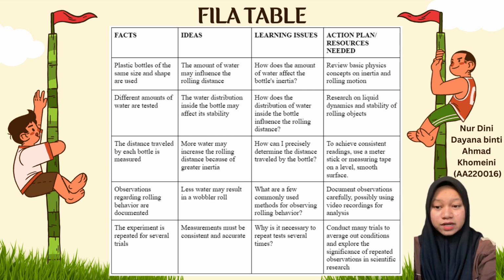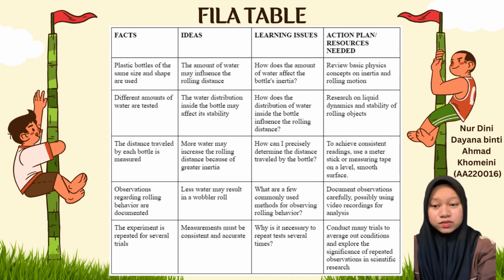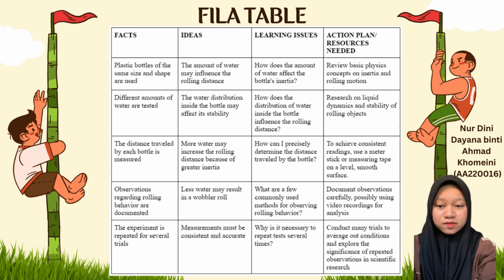For point number 2, for the fact, different amounts of water are tested. The idea for number 2 is that the water distribution inside the bottle may affect its stability. For the learning issues: how does the distribution of water inside the bottle influence the rolling distance? The action plan or resource needed is to research liquid dynamics and stability of rolling objects.